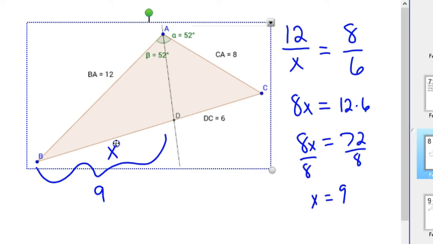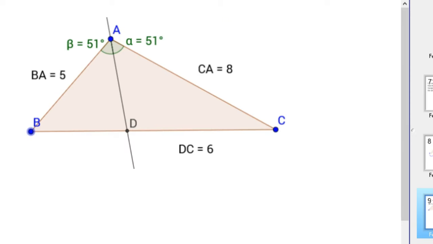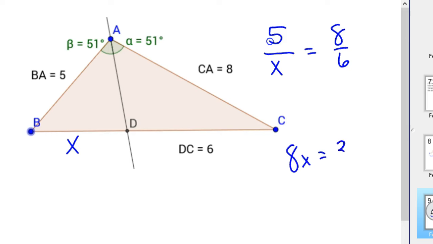So there you have it. There's one example. Let's try one more. So here's another example. Give it a shot. Solving this one, 5 over x, and we'll call x that missing BD, 5 over x equals 8 over 6. You cross multiply, 8x equals 30. You divide by 8, and x equals 30 over 8, and you could leave it as an improper fraction. If you took 2 out, that'd be 15 over 4, or 3.75.